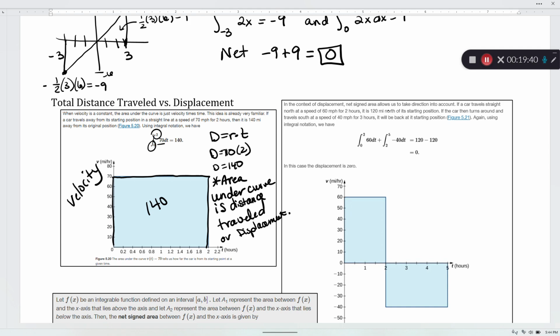If a car travels straight north at a speed of 60 miles an hour for 2 hours, the area under the curve is 120 miles, right? If you think about this, this is 60 miles an hour. That's the height. And you're going to multiply that by the number of hours. Miles per hour by 2 hours. Labels cancel like numbers do. You have yourself 120 miles. Okay? All right.